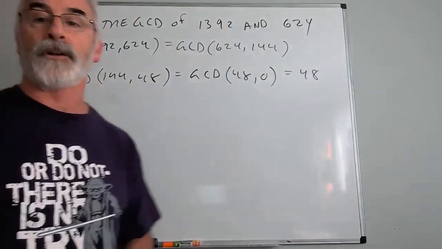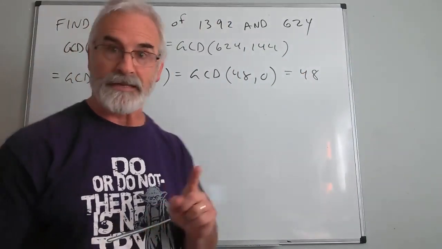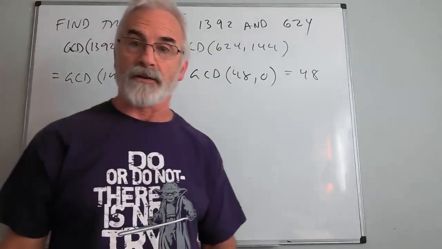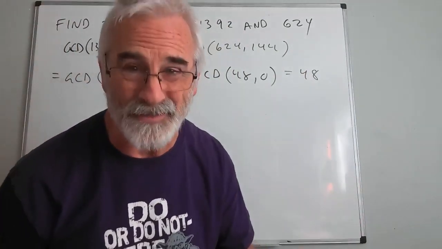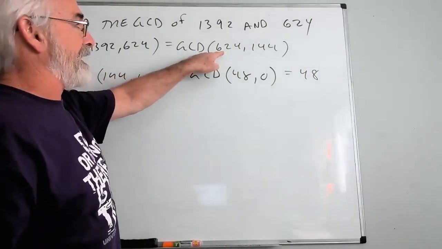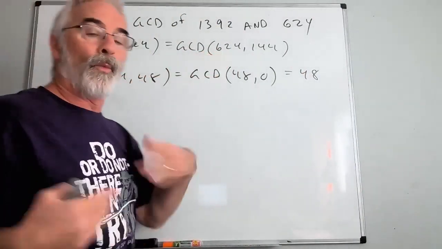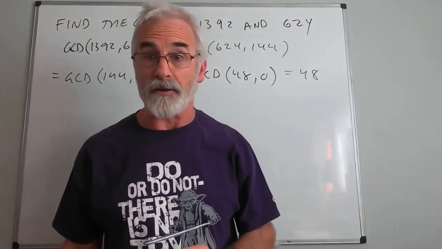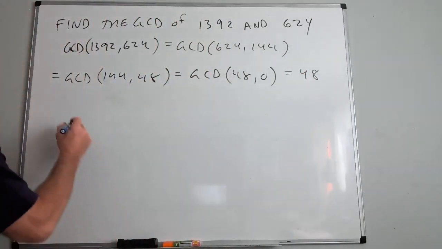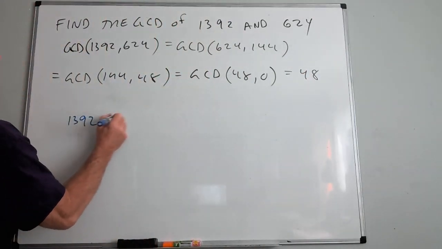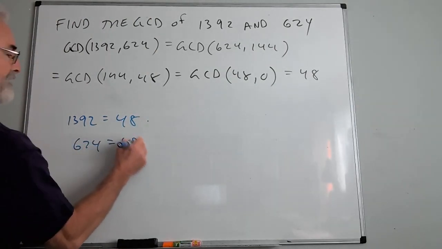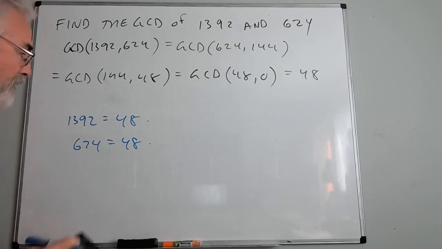Now, I'm pretty sure I did it right, but let me put a big but. What if I have an arithmetic error? I'm using a calculator. What if I hit the wrong button? What if when I entered this, I entered 626 instead of 624? How do I know if I've actually got an arithmetic error somewhere? Well, that's actually the easiest part of the problem. I want to represent 1392 as 48 times something, and I want to represent 624 as 48 times something, because this is what you do in a low-level class.